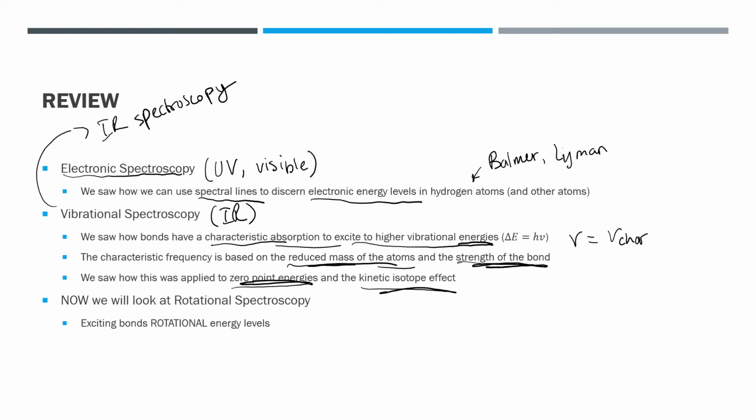Now we're going to look at rotational spectroscopy, and rotational spectroscopy happens more in the microwave region of the electromagnetic spectrum. So we can see how by looking at different parts of the electromagnetic spectrum, we can get different information on a bond, on the atoms in a bond. We can probe electronic energy levels with UV and visible, we can probe vibrational with a different frequency, and we can probe rotational with a whole different frequency. So we can get all this information out by using different frequencies of light.